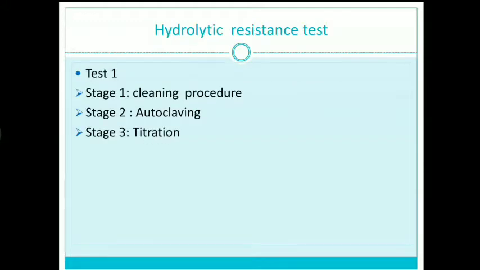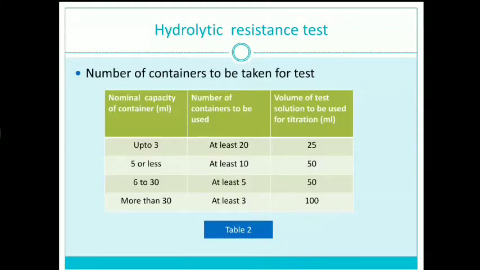So hydrolytic resistance test 1 involves 3 stages. The first stage is the cleaning procedure, the second stage is autoclaving, and the third stage is the titration. Before we start, we have to select the containers. So how to select the containers? You can use ampoules or vials, but how do you select the container?